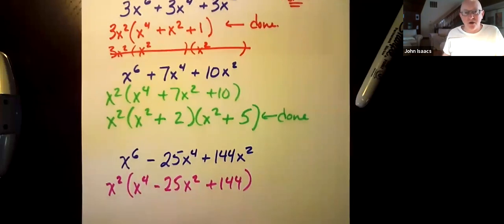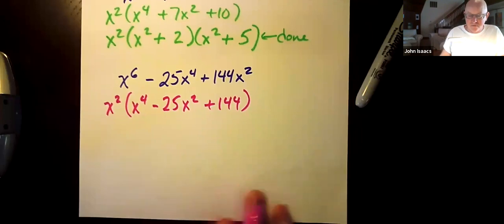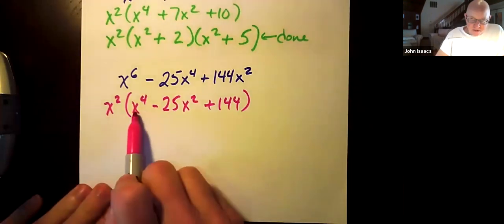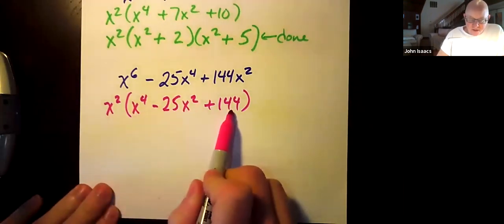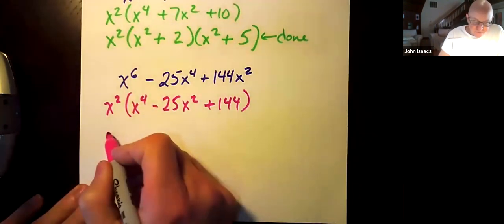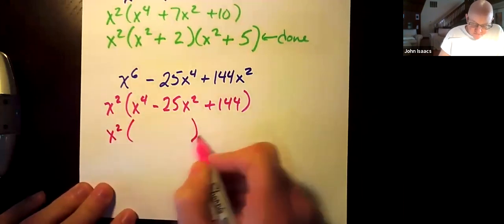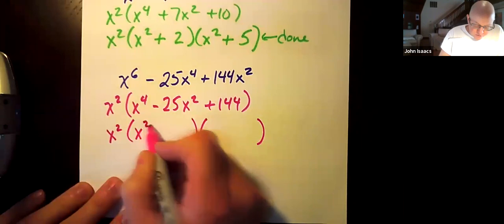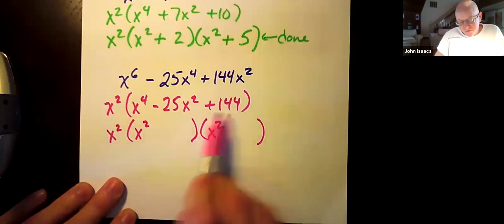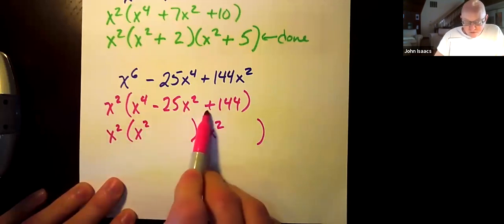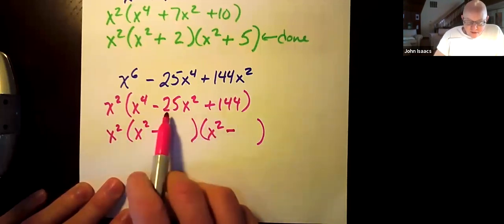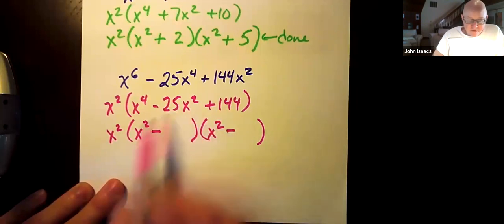Okay, so I'm going to scroll the page up here a little bit, the low tech sort of way. All right, here, x to the fourth, x squared, a constant. It's going to factor like a quadratic, but it's going to have x squareds in the first term. So x squared times, let's see, x squared, those are two things that multiply to x to the fourth. Then we need two things that multiply to 144 that add to negative 25. So since this is plus and this is minus, these are both negative signs. Two things that multiply to 144 that add to 25 are 12 and 12.